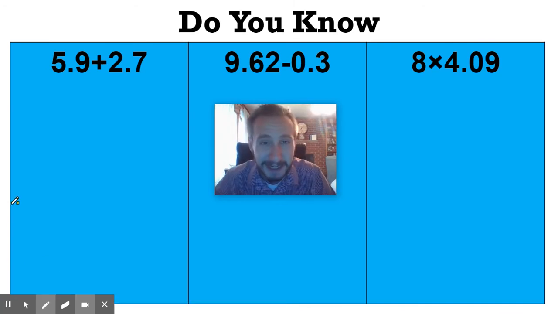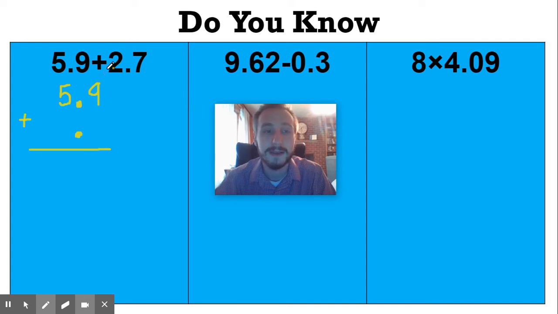Hopefully you gave yourself enough time. Let's start with the first one. So we have 5.9 plus 2.7. So whenever you're adding and subtracting with decimals, the first thing you want to do is line up your decimals. So I'm just going to right off the bat just draw my decimal places. Okay, that way I know they're lined up. Now let's fill in the numbers. This number is written first, so I write 5.9. Then I write 2.7. So 2, there's my decimal, 7.